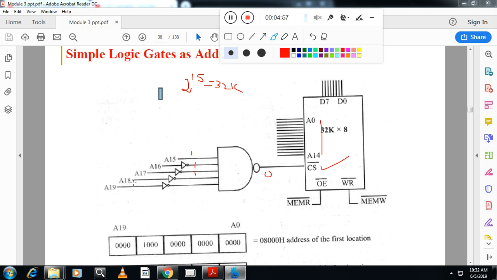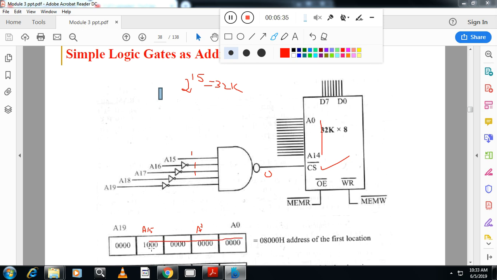So A16, 17, 18, 19 all become 0 and A15 we keep as 1. At that time, for the range of the memory, let me write here A0 to A19. So A0, A1, A2, A3, A4, A5, A6, A7, A8, A9, A10, A11, A12, A13, A14, A15. This is A15, right? Clear. So till here it is variable. A15 we made 1. From here to here it is variable.